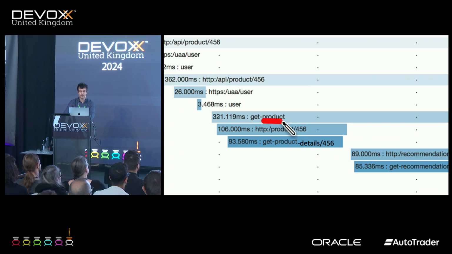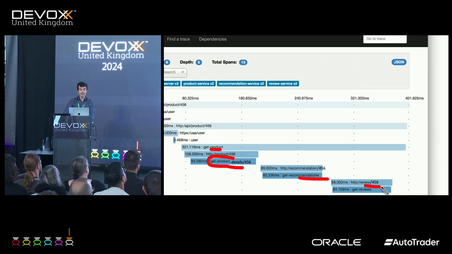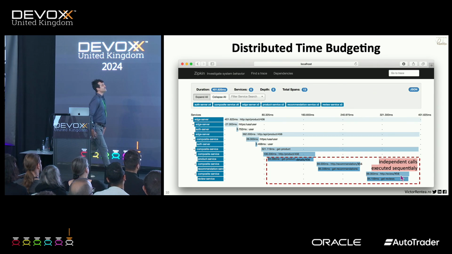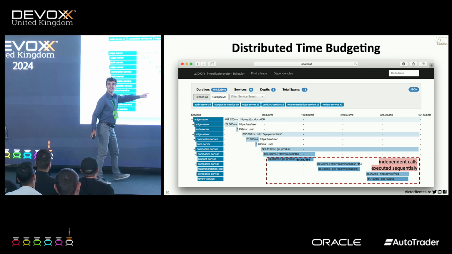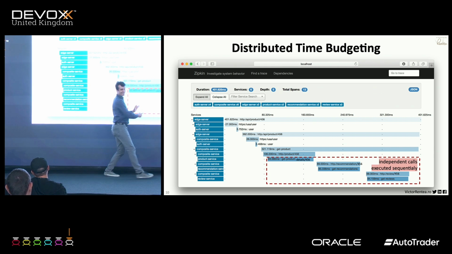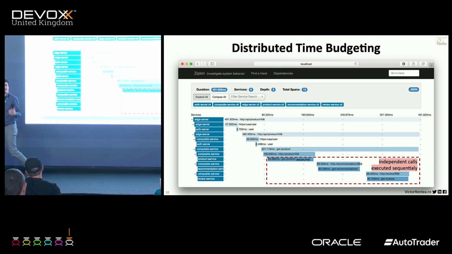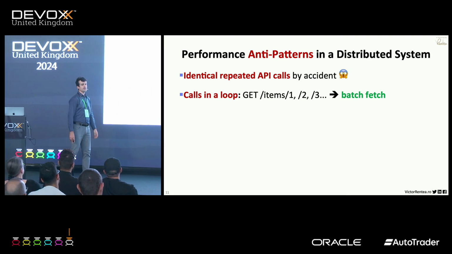For example, I'm getting the product, and then this calls get product details, get recommendations, and get reviews. But the fun thing is that these requests don't depend on each other, so why am I doing them in a sequence? What can I do to optimize this flow? Exactly. Parallelize, right? Fire them in one go, right? So you can detect many performance anti-patterns in distributed systems.